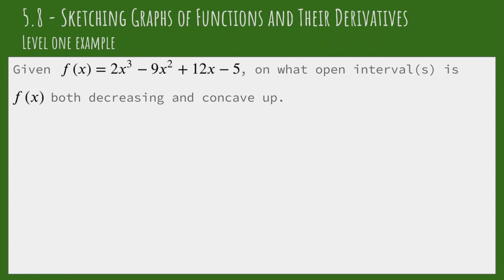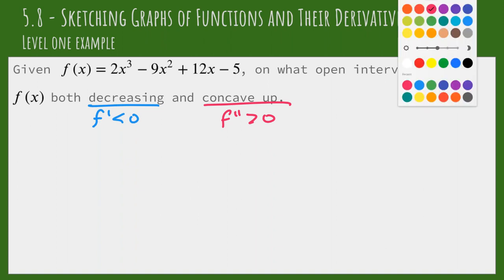So remember, decreasing, we're going to be looking at the first derivative, and specifically we're looking for where the first derivative is negative. And then for concave up, we're going to be looking at the second derivative, and specifically where the second derivative is positive. So what I'm going to do here is I'm going to take the first derivative, find critical points, and make a sign chart. And then I'm going to take the second derivative, and make a sign chart. I misspoke there. I'm not going to find critical points, but I'm going to find potential inflection points.